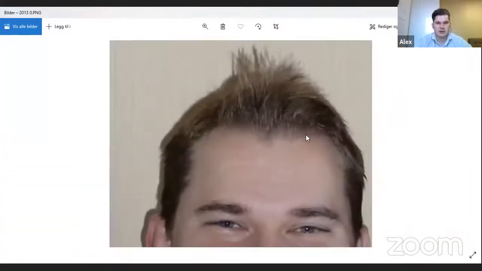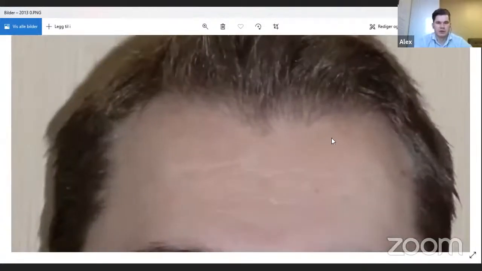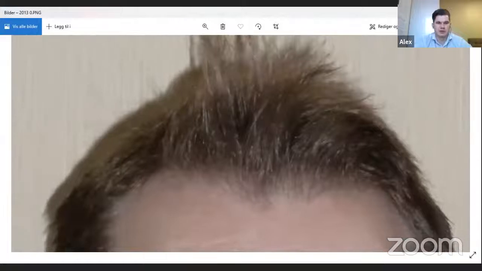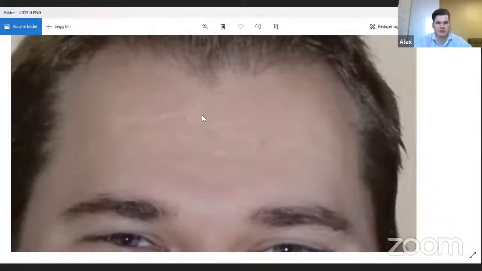This was a couple of months before I started with growth stimulation. This picture here, but you can see the most important thing is the structure of the hair itself. It has improved, right.